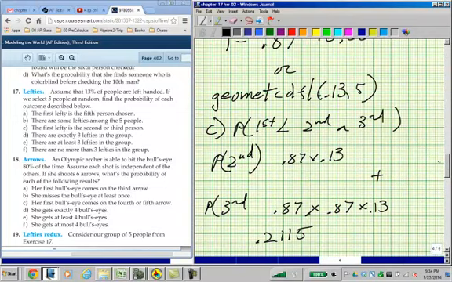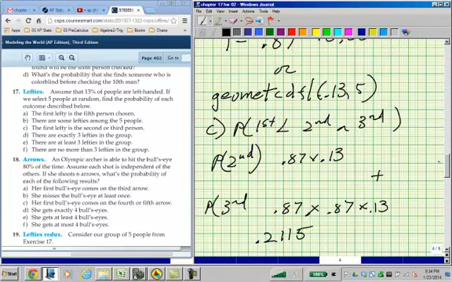Or you could do geometcdf, and that'd be 0.13 comma 5. And that geometcdf will calculate the probability that there's at least one out of 5. If you did geometpdf, it would calculate the probability of exactly 1 out of 5.